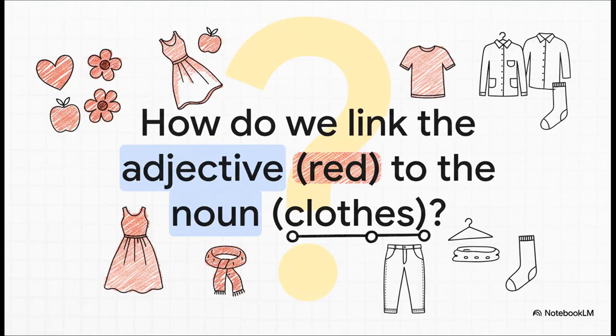So let's think about this for a second. In English, it's easy, right? We just say red clothes. The word order does all the work for us. But how does Mandarin handle this? How does it make that link between the description and the object totally clear and grammatically sound?